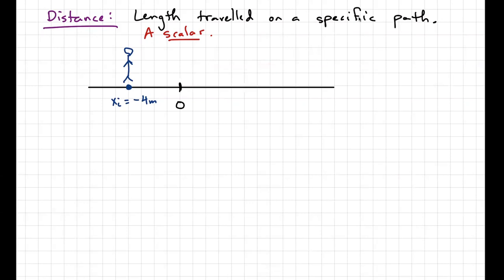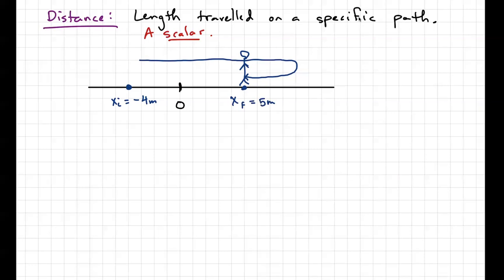So let's say I'm going to take a path that starts at -4 meters, goes out to the right, and then turns around and comes back to the left a little bit. So that just looks like me starting here, walking to the right, stopping, turning around, and coming back to this position. So at this position, I'm now at 5 meters.